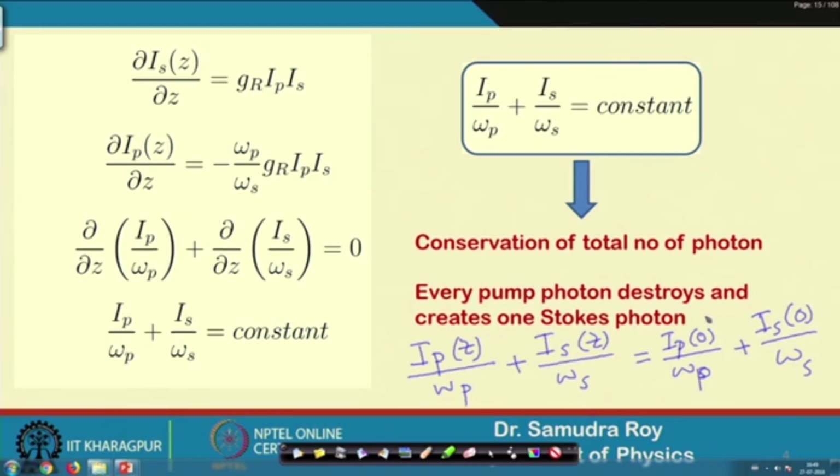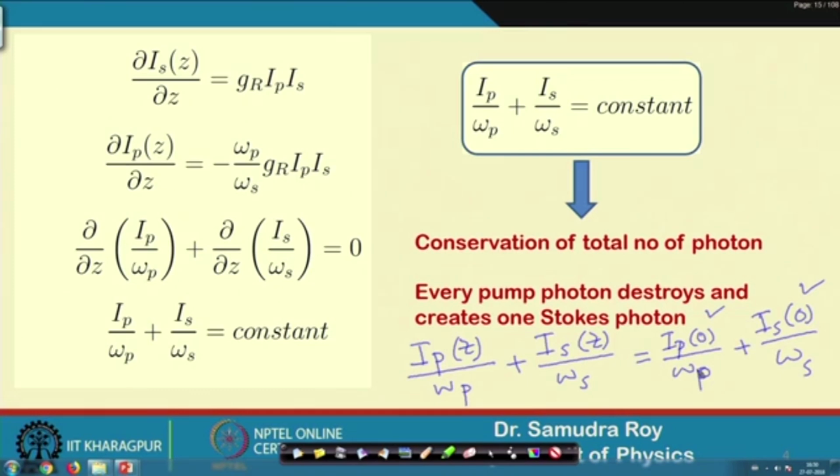So, even if I change z, these things will not change. Initially, if I have the I p value and I s value and calculate I p divided by omega p plus I s divided by omega s, whatever value I have at any z point, please note that even though I p and I s both are changing, it is not that they are constant. They are changing, but the important thing is that if I add this quantity, it is conserved.